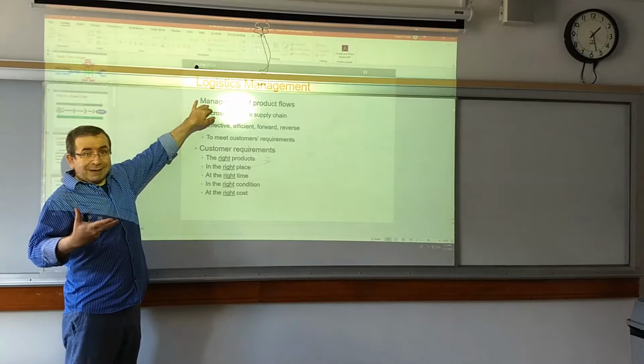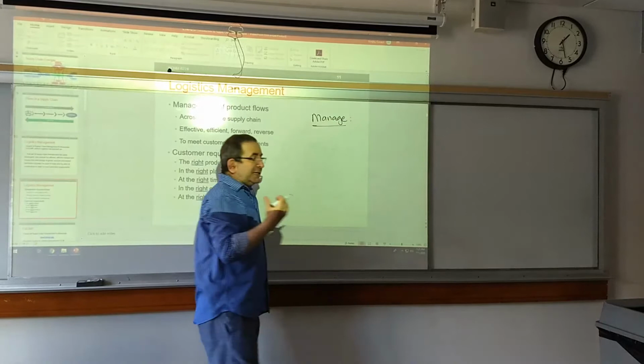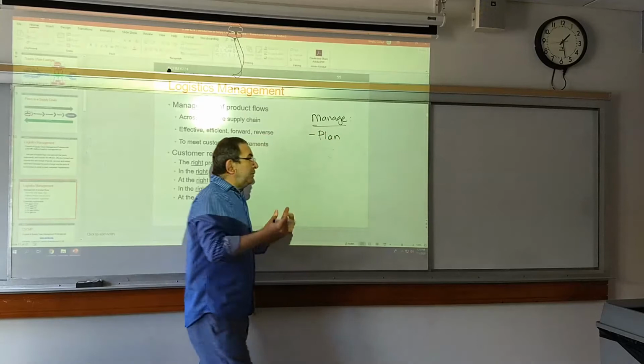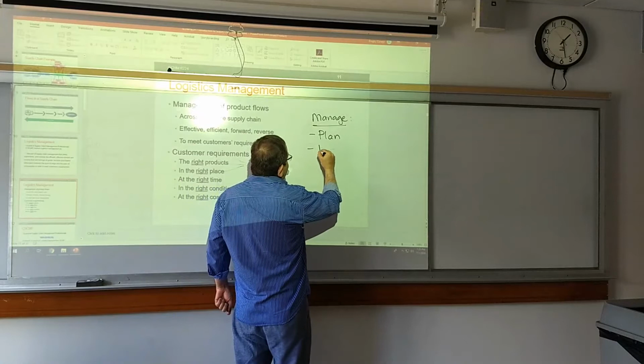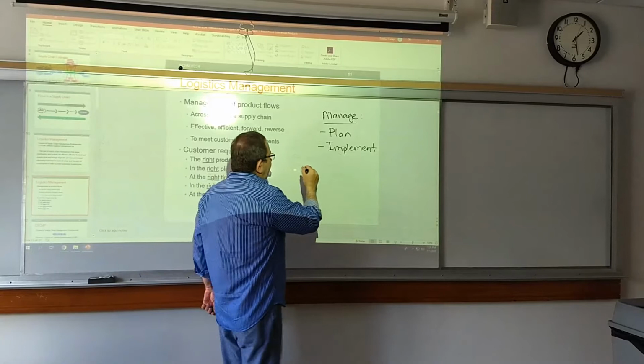So when you manage, you basically do three things. As a manager, you have three basic functions. First, you make plans, okay? As a manager, you make plans for the future. You set targets, you decide schedules, you make plans for the future, and then you implement your plans. You execute your plans, and the third part of management is control, okay?